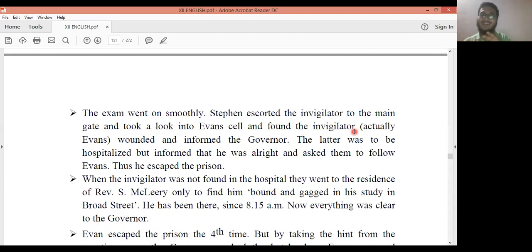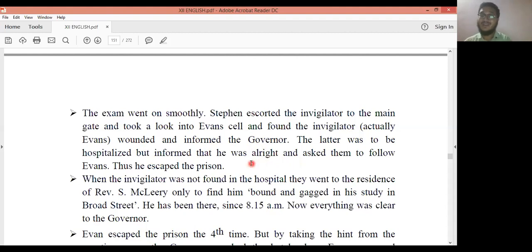So yes, students, that was a trick played by Ivan inside the prison. He was writing for 2 hours, and the invigilator who was present was directly or indirectly helping Ivan with changing clothes and everything. They successfully changed. Finally, the man who was leaving was only the invigilator who was in, and the man who was inside the cell was Ivan only. Wounded, he informed the governor that he was to be hospitalized but said he was all right and asked them to follow Ivan's. Thus he escaped from the prison.